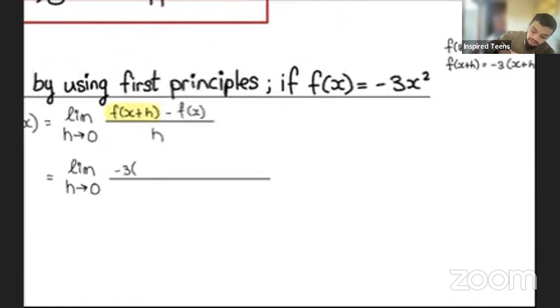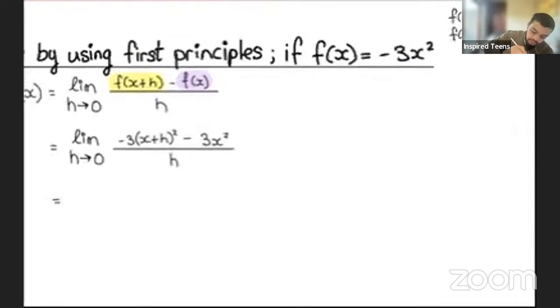So that's the term we're going to write for f of x plus h: negative 3, and wherever x is, we replace it with x plus h, squared. Minus, don't forget this f of x. Sometimes when f of x plus h is big, it's easy to forget the minus f of x, but do not forget it. F of x is just the function itself, negative 3x squared, so minus negative 3x squared, divided by h. And this is our first step to this question. Now, again, the limit equals, I'm going to paste. Again, you can't paste, sorry.